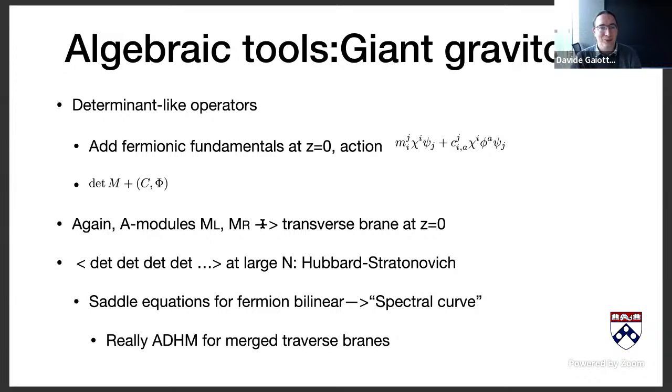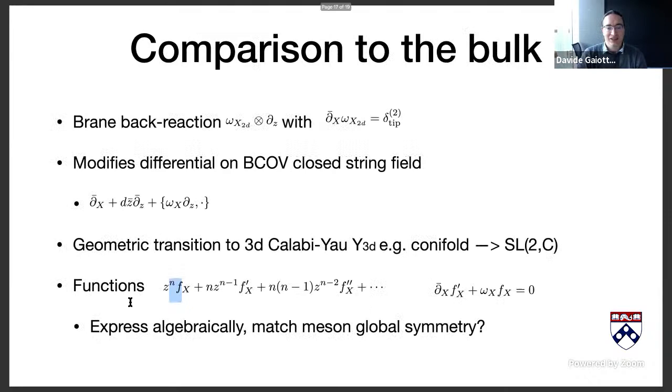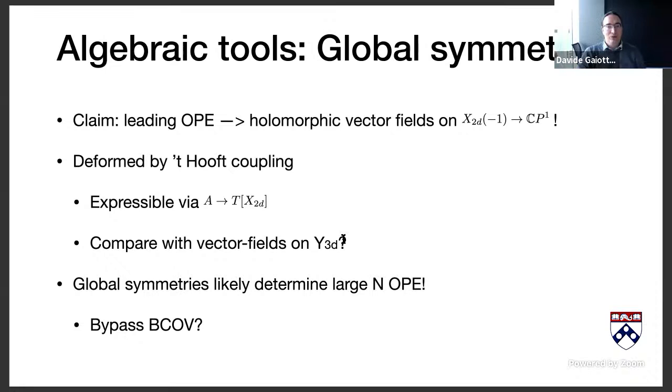With Kaja, we looked at correlation functions of a collection of determinants. And we found a way to manipulate them using a certain Hubbard-Stratonovich transformation to get some explicit saddle equations. We found that we could manipulate these saddle equations into the form of an equation for a spectral curve in this Y3D, meaning that we could really see that these determinants insert endpoints of a D-brane on the boundary, and that these endpoints are then connected inside the bulk by some complicated geometry.